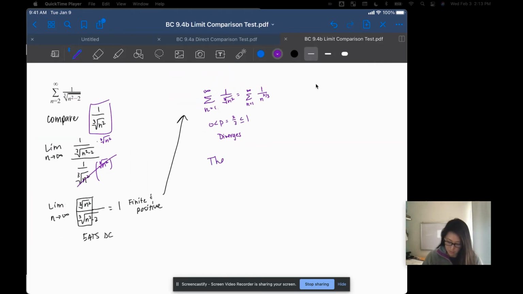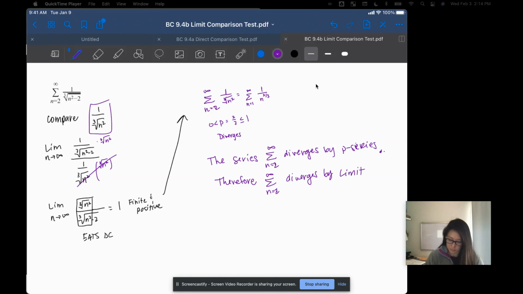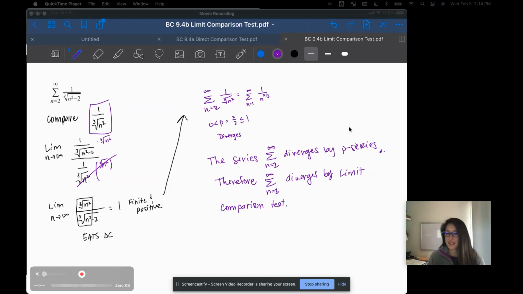So the series, n equals 1 to infinity, diverges by p series. Therefore, the sum from n equals 2 to infinity also diverges by the limit comparison test. Okay, those are your comparison tests.